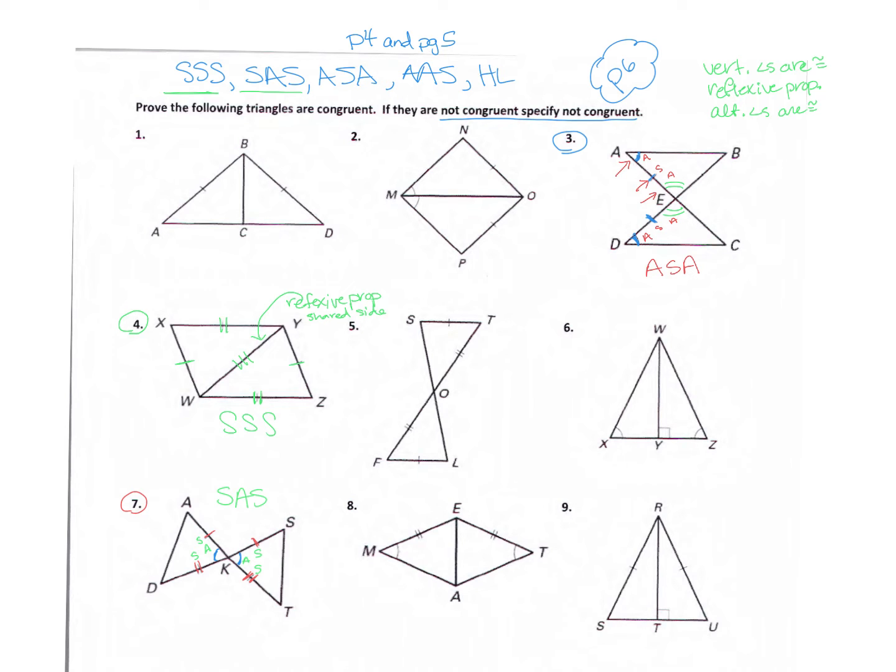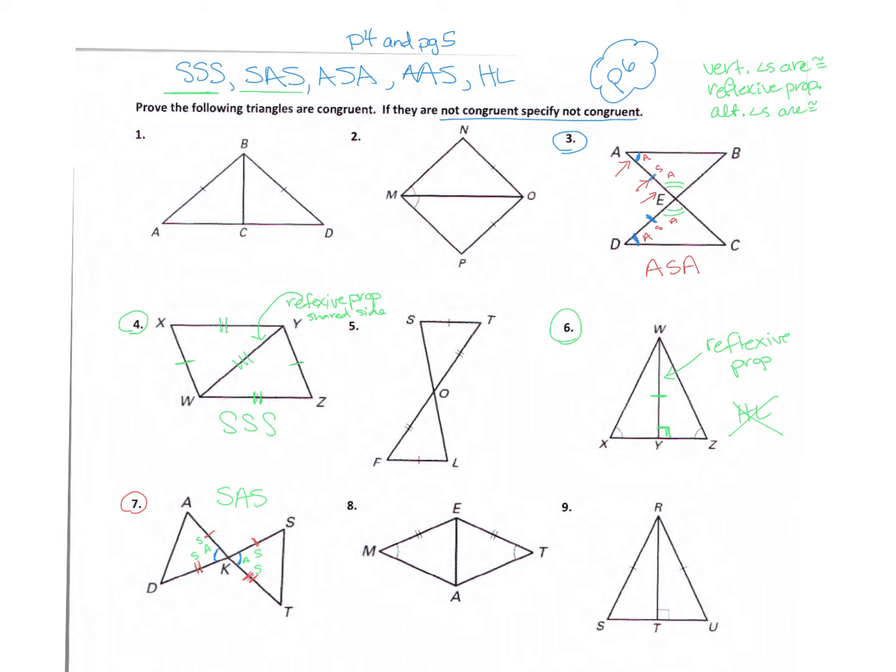In number 6, this particular diagram has a shared side that's not marked. WY is in both triangles. I'm going to go ahead and mark it. This is my reflexive property. That's why I can mark it. WY is congruent to itself. And now, because this has a right angle mark, some kids automatically think, oh, that's going to be an HL, right triangles, hypotenuse leg. But it's not.